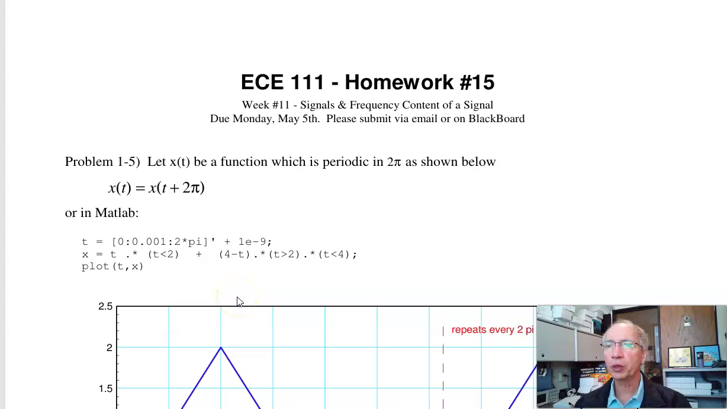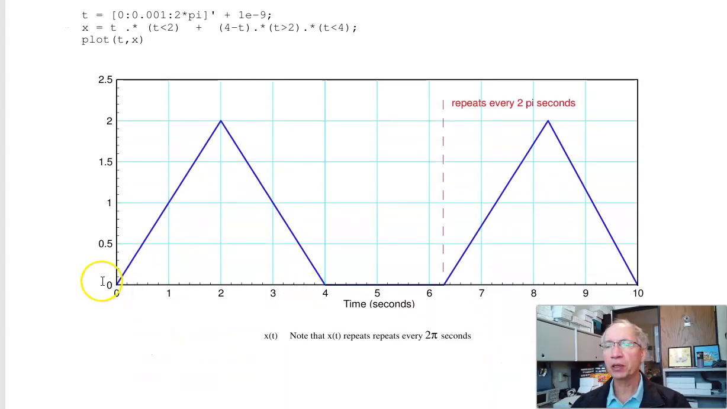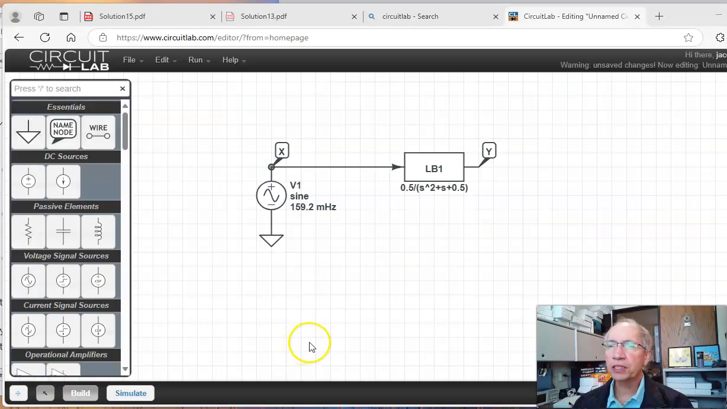Here are solutions to homework set number 15 for ECE 111, Introduction to ECE. This homework set looks at using Matlab to solve the problem where I have a transfer function or differential equation where the input is not a sine wave. Specifically, what if I have a triangle wave like this? So here essentially is the problem.